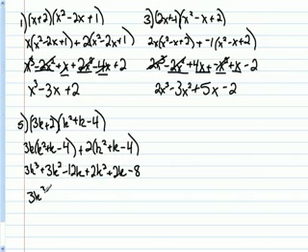I don't have any other k to the third powers. I got that. 3k squared and 2k squared gives me 5k squareds. And negative 12k and positive 2k is negative 10k. And I have a leftover minus 8.